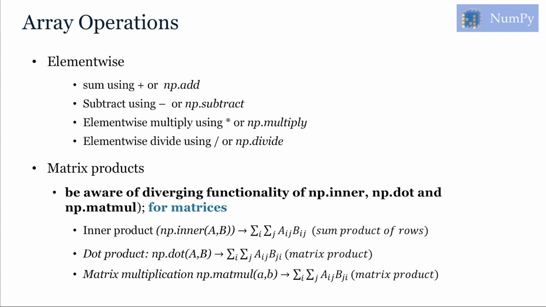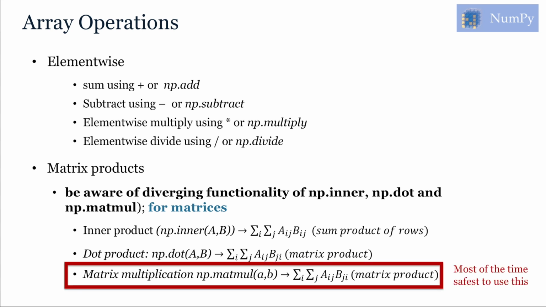Subsequently, at higher dimensions, there's further divergence between the dot product and the matmul function. But to save confusion, the point that I'm trying to make is that for the vector dot product or matrix product, you're best using matmul.